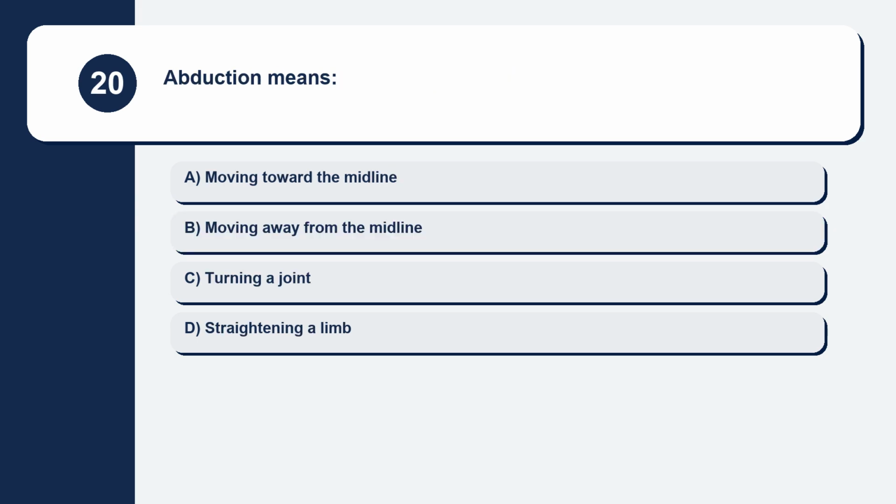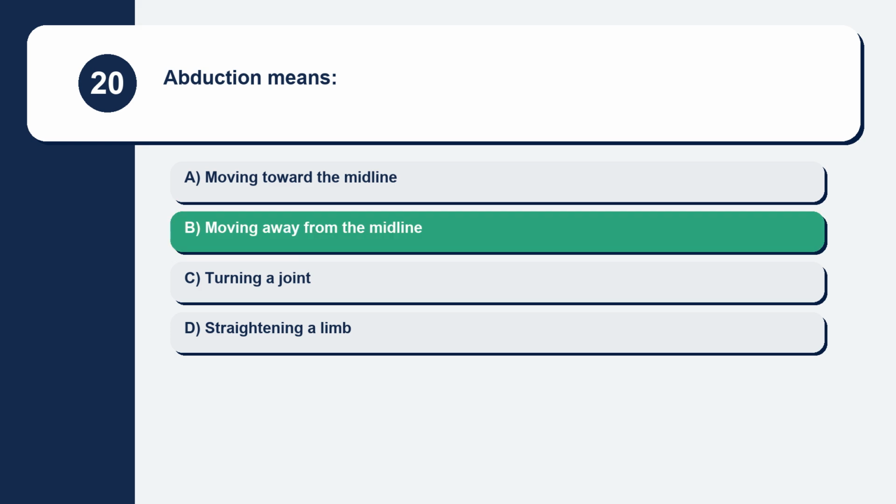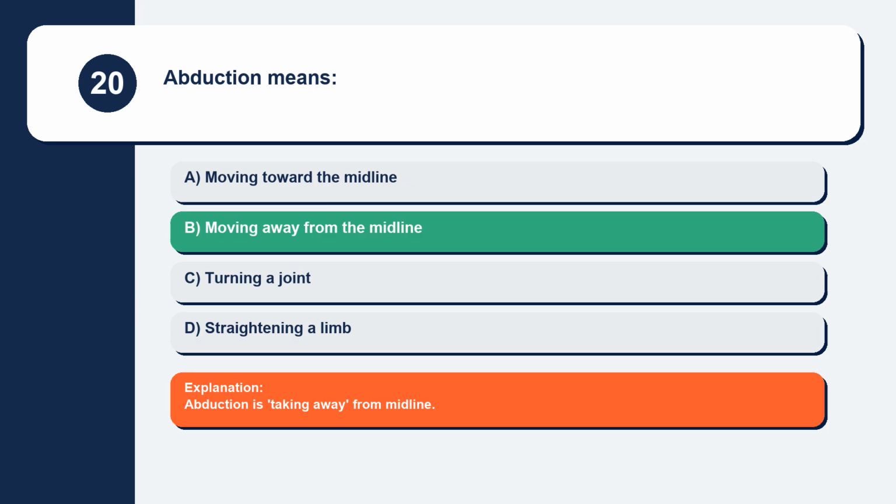Question 20. Abduction means moving toward the midline, moving away from the midline, turning a joint, straightening a limb. Abduction is taking away from midline.